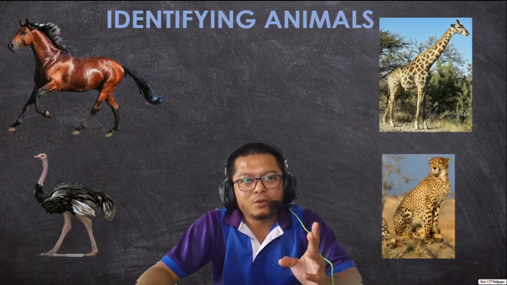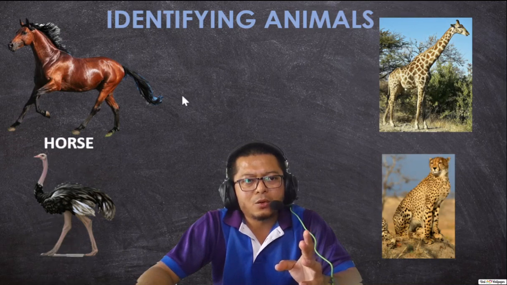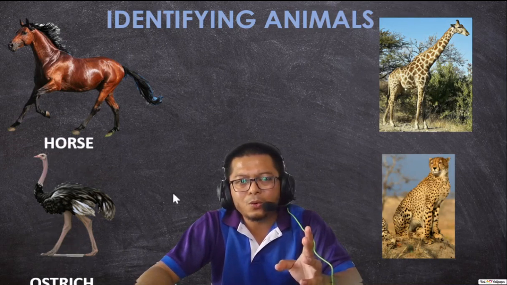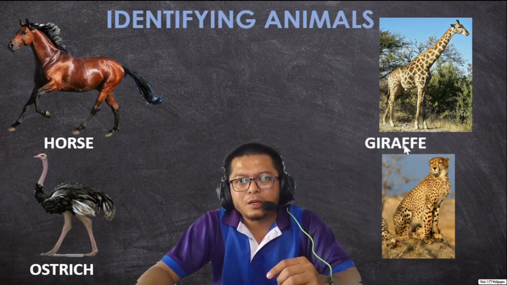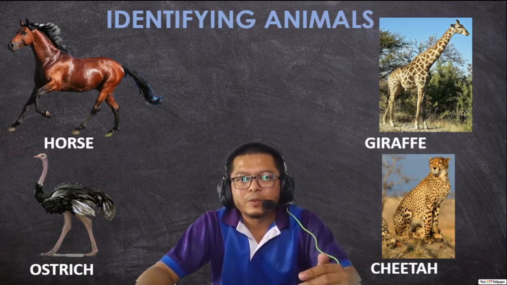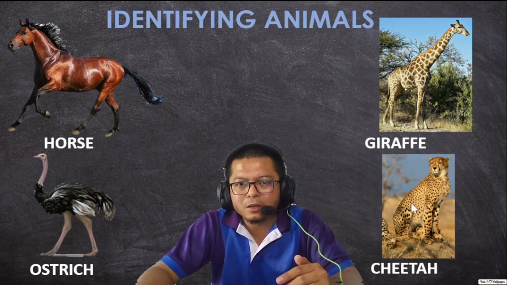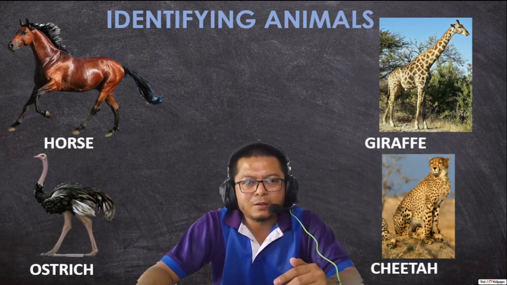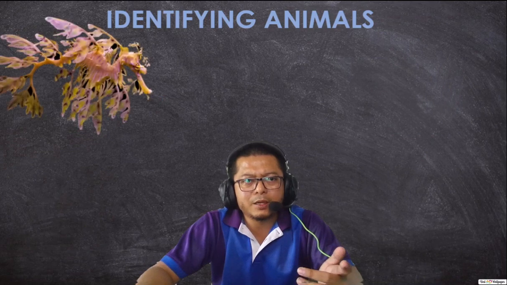Now, I believe that you know this. This is a horse, and this is an ostrich, and this is a giraffe, and this one is a cheetah. It looks like a cat. It looks like a lion, but it's not a lion. It's a cheetah. Look at the dots. There are many dots here. Okay, excellent.